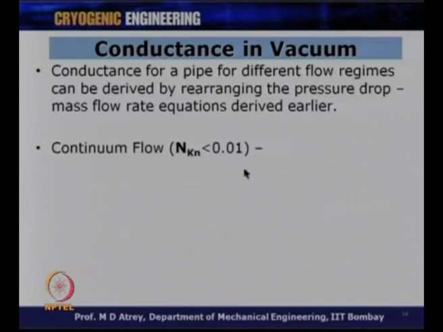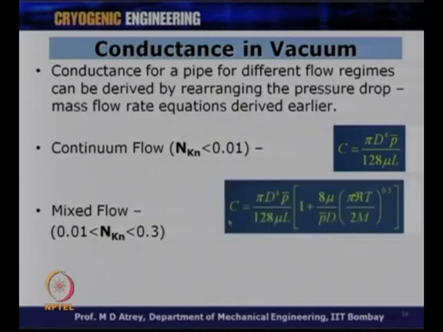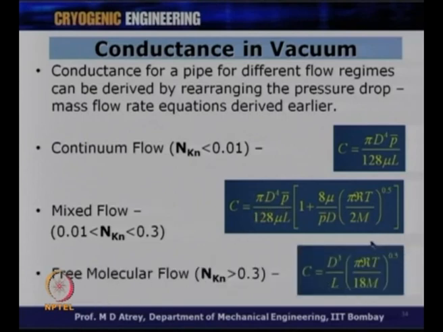what we will get for continuum flow is that conductance is directly proportional to d to the power 4. For a mixed flow, for the Knudsen number between 0.01 and 0.3, we will get C is equal to this formula, similar to what we had done earlier. And similarly, for the free molecular region, we will get conductance is equal to this.